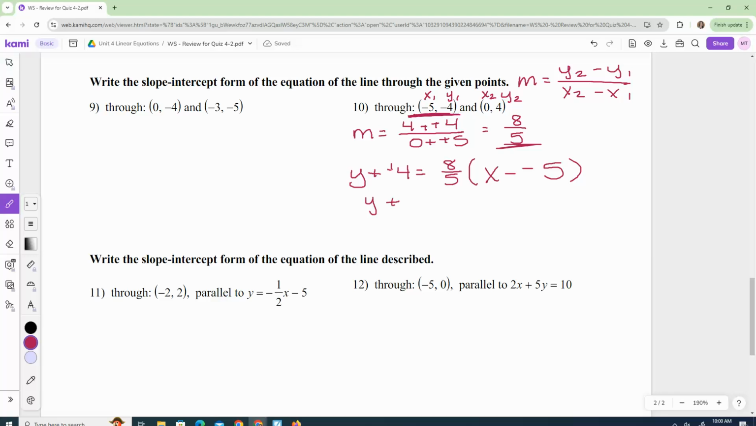So y plus 4 equals 8/5 x plus 8. So make sure if you had that negative slope, it's going to mess up a few things right here. So make sure you're fixing it. Subtract our 4. So we should get a positive 8/5 x plus 4. Questions there?